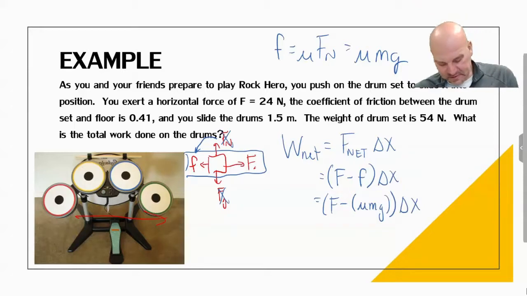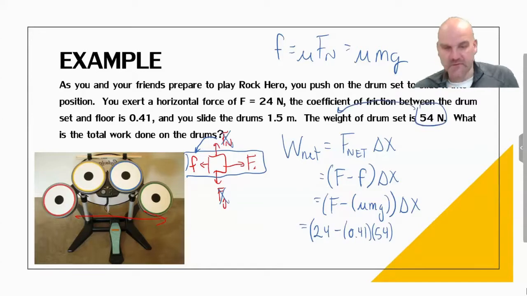And now I can plug in some numbers. So I got 24 minus 0.41 times 54. Don't multiply this by 10 because they already told us the weight. If it was kilograms, then you multiply by 10. And we're going to move it 1.5 meters.